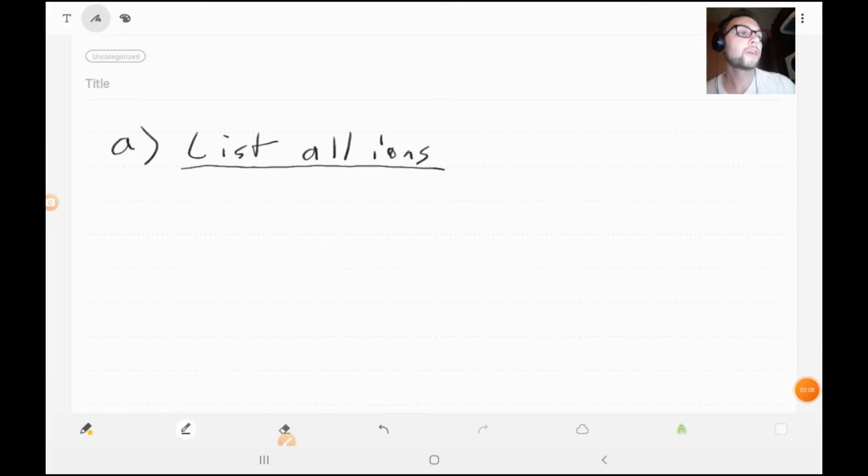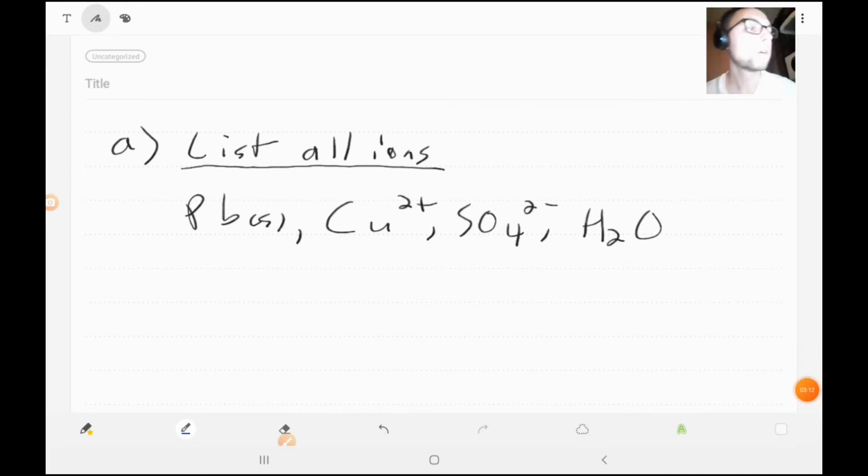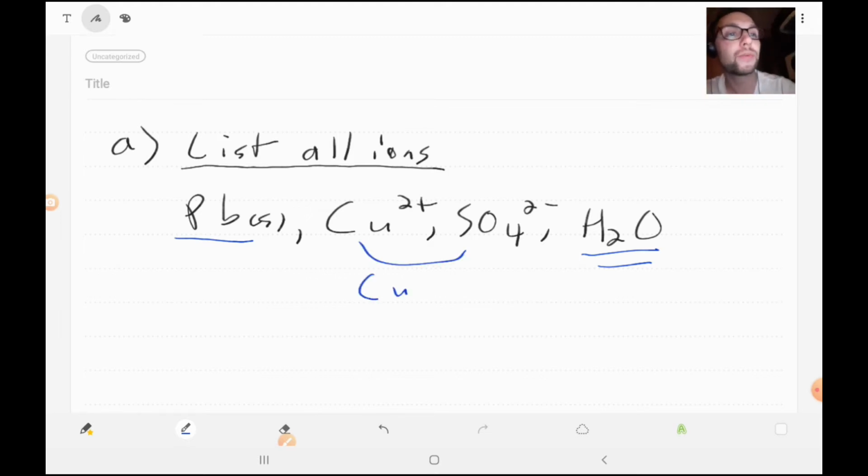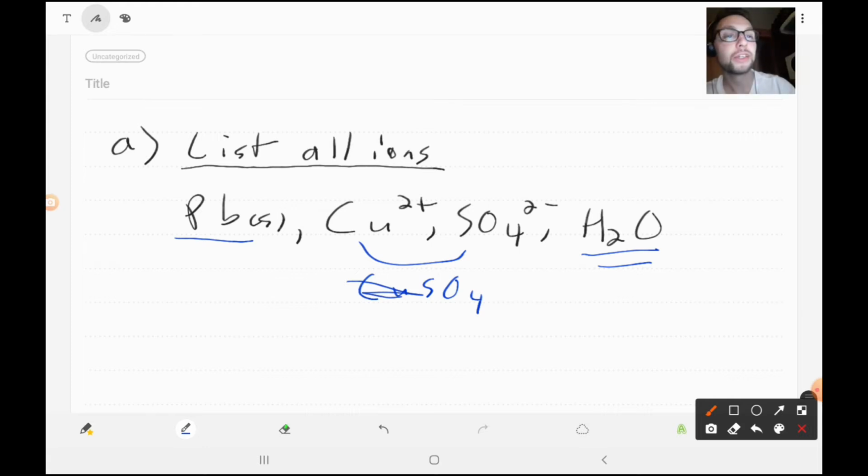Okay, so in this first step, we're going to list all the ions possible in the reaction, which gives us lead solid. So it said a lead strip, a solid strip, is placed into a copper sulfate solution. Because it said solution, we included water as one of the entities. And this would have been this compound, but since it's ionic, we split it into its ions. So hence we wrote it in its ion form right over here.